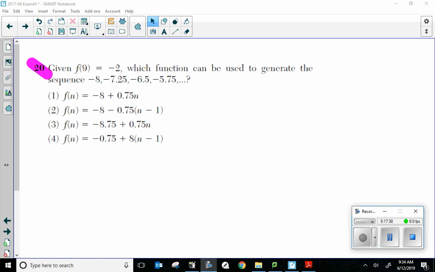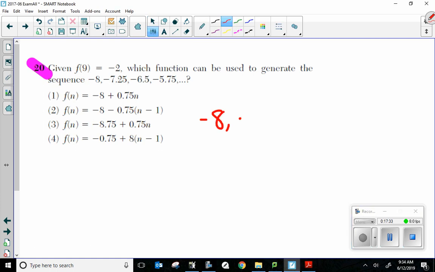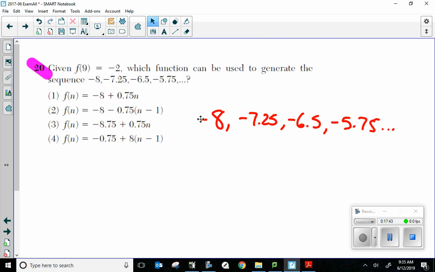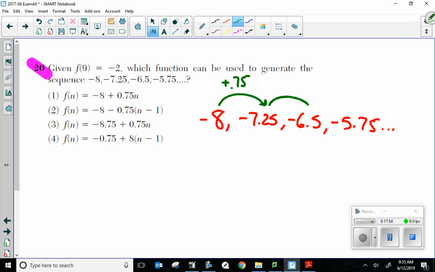What do I mean? Let me rewrite this. Negative 8, negative 7.25, negative 6.5, negative 5.75, and so forth. The difference between negative 8 and negative 7.25 is if I add 0.75, okay? But that's the same thing. If I add 0.75 to this value, I will get this value. If I add 0.75 to this value, I'll get this one. 0.75 is known as the common difference, okay?